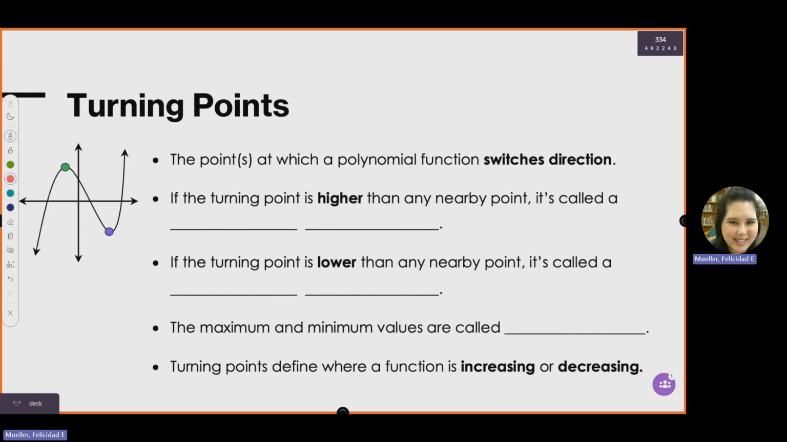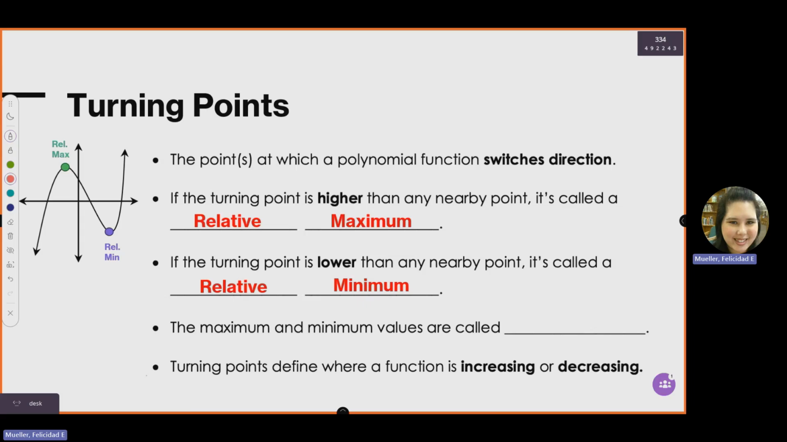If the turning point is higher, like in our green dot, it is called a relative maximum. If the turning point is lower than any nearby point, it is called a relative minimum. This is where a lot of the things for our higher math classes come in, so we do want to look at that. Turning points are very important for us.